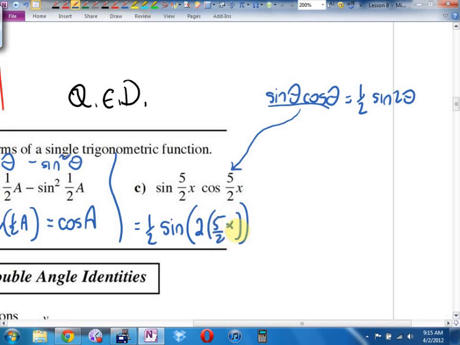What is 2 times 5 over 2? Well, 2 times 5 is 10 over 2 is 5. Or you can say, how many 2's on top? 1. How many 2's on the bottom? 1. 2's cancel. You know what? This whole thing works out to a half sine 5x.